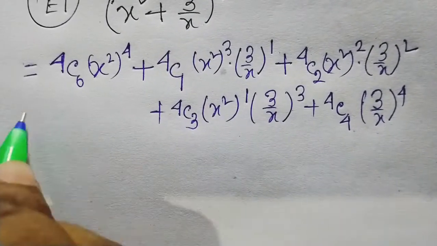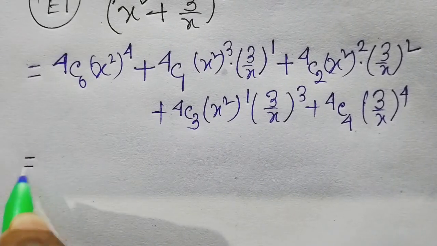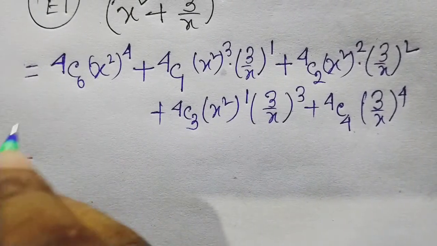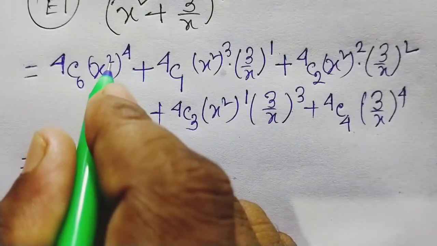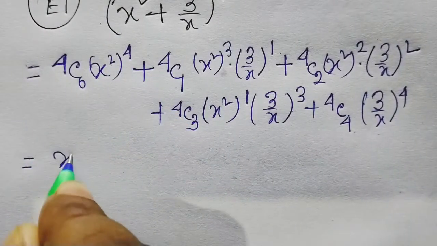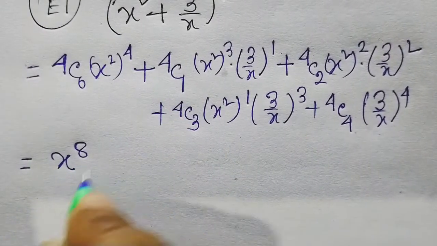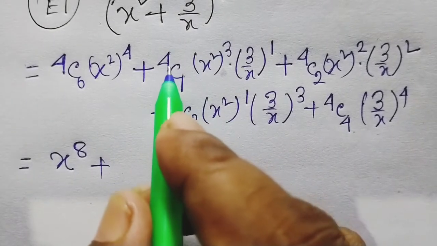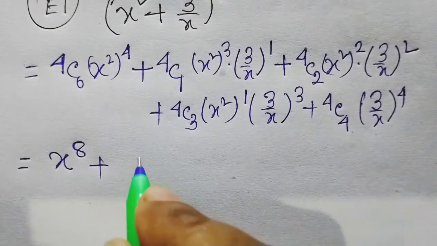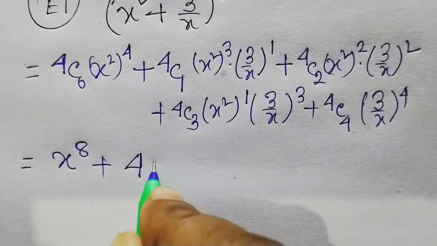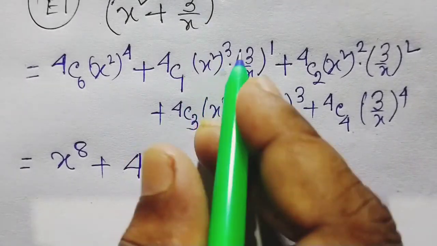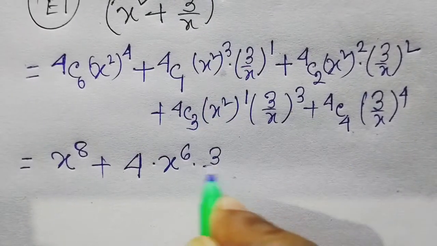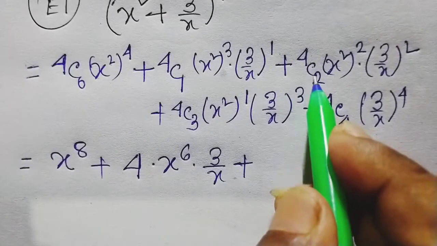So what is the value of 4c0? The value of 4c0 is only 1. So it's x to the power 2 times 4, which is 8. So only x to the power 8. Next, what is the value of 4c1? It's 4. So 4 into x to the power 2 times 3, which is 6, and into 3 by x, plus 4c2.